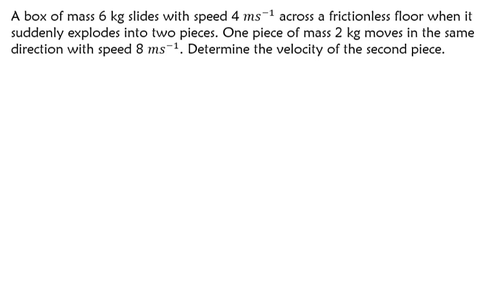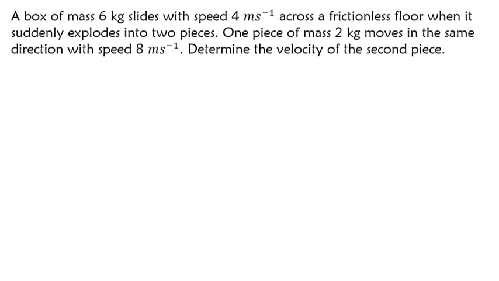A box of mass 6 kg slides with a velocity of 4 meters per second across a frictionless floor when it suddenly explodes into 2 pieces. One piece of mass 2 kg moves in the same direction with a speed of 8 meters per second. Determine the velocity of the second piece.